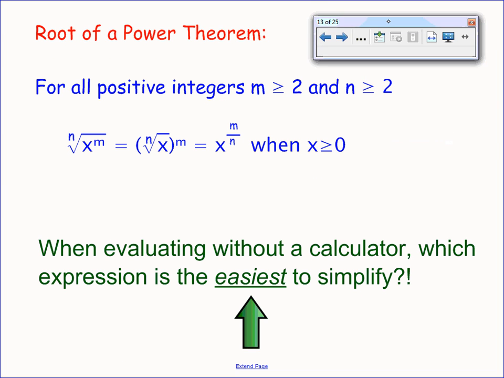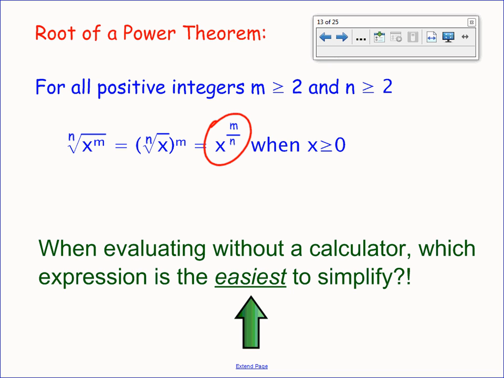All right, so the root of a power theorem we saw last time. We could simplify x to the m over n by first taking the nth root of x and then raising to the m, or by taking my base x, raising it to the m, and finding the nth root last. In either case, we can now rewrite without fractional exponents, but rather with a radical expression. And you'll have to do so in your closure today. So x to the m over n from yesterday can be rewritten as the nth root of x to the m, or the nth root of x all raised to the m power.